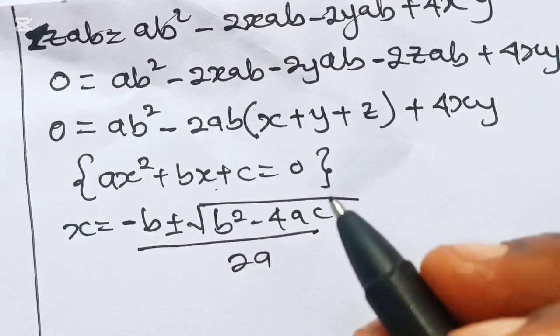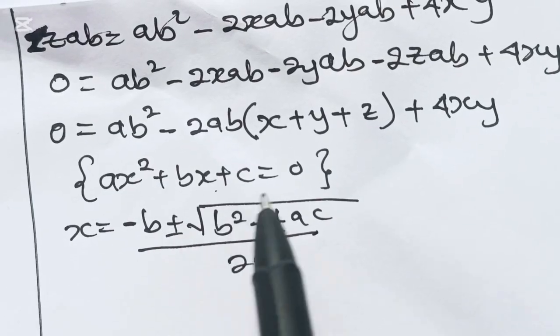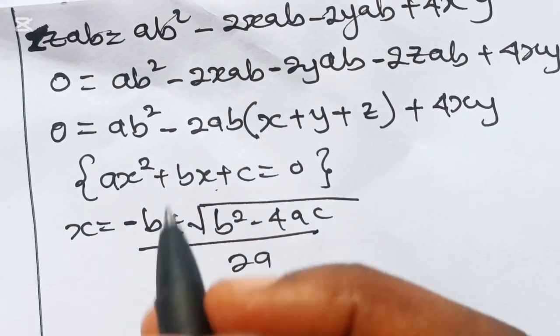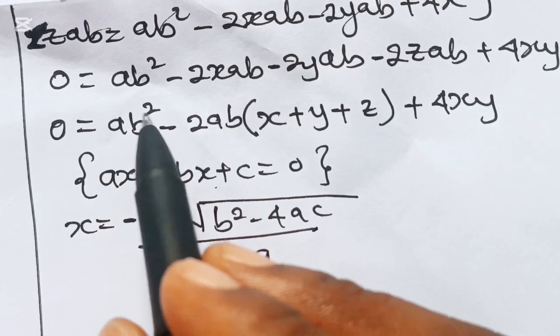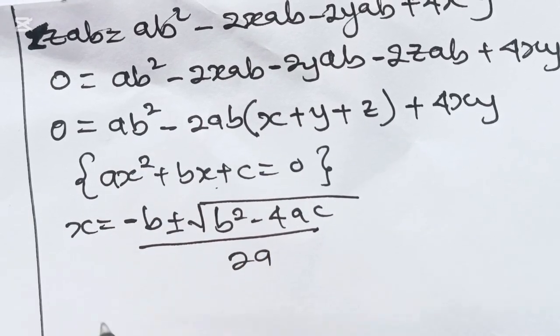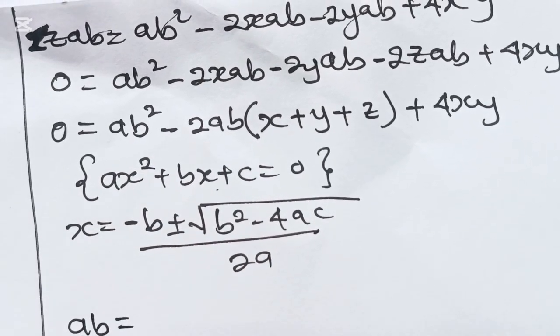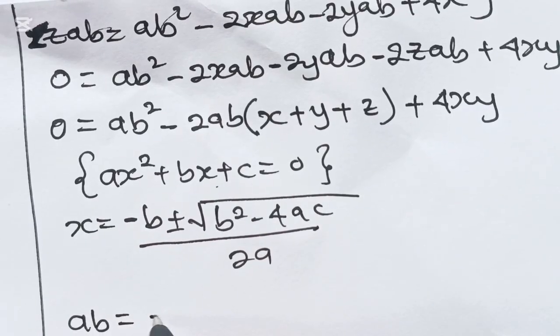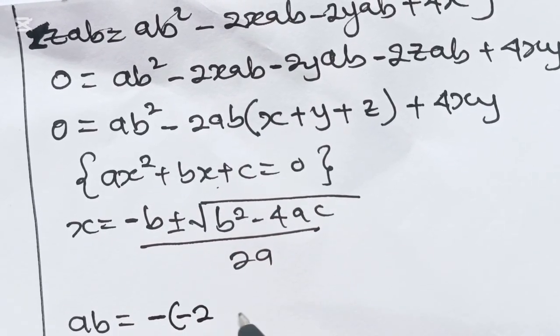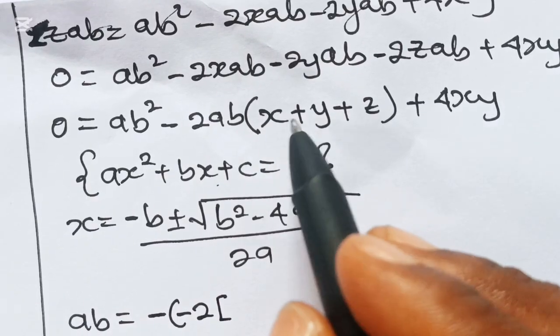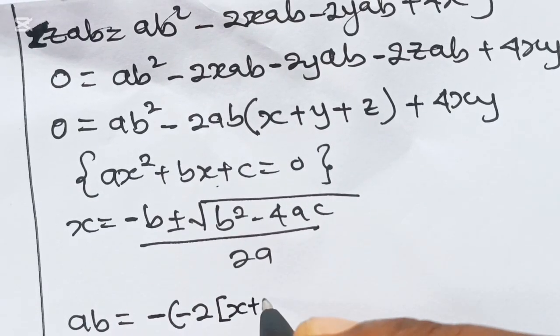Now, let's compare this with this and bring out our a. So in this case, we are looking for ab, right? So we are going to have ab is equal to minus b, that is minus, our b is already minus 2 brackets x plus y plus z.